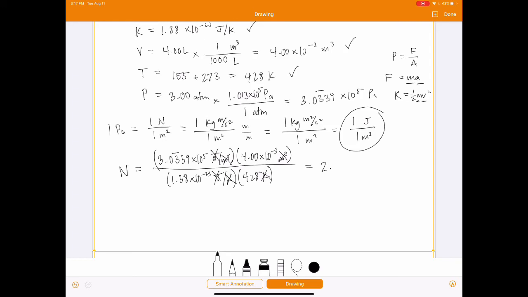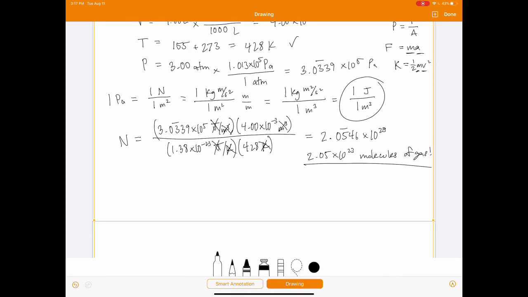And we have 2.0546, keep 3 sig figs on that, times 10 to the 23. So in other words, there are 2.05 times 10 to the 23 molecules of gas. That's how much gas we have.